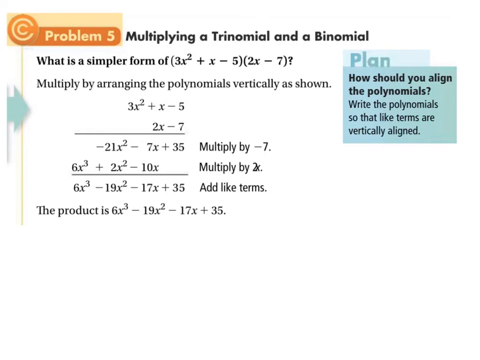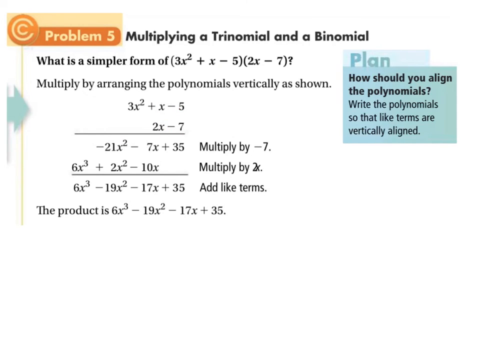Say -7 times -5, positive 35. -7 times x, -7x. -7 times 3x squared, -21x squared. Okay? That's that times that, and that. You've hit all 3 of the things in the trinomial with this. Now we've got to hit all 3 things in the trinomial with this.